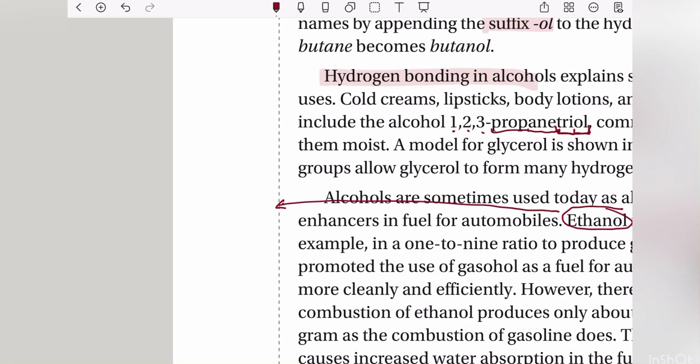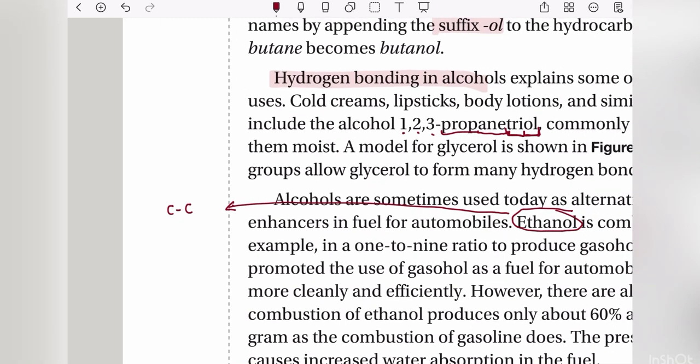So eth means there are 2 carbon atoms. It's an alcohol because it has an OL ending. There's no Greek prefix to indicate the number of hydroxide groups, which means that there's only one. So we'll have one hydroxide group, and the rest is simply hydrogen atoms with single bonds. Here we have the structural formula for ethanol.